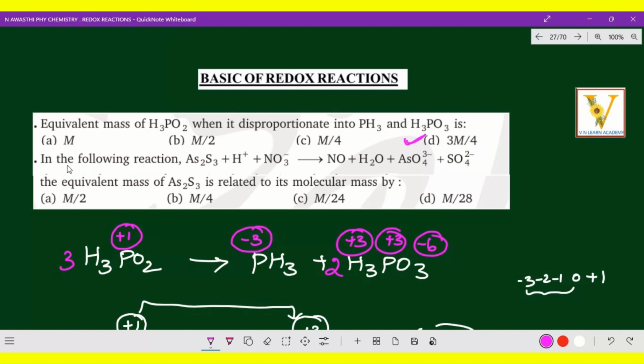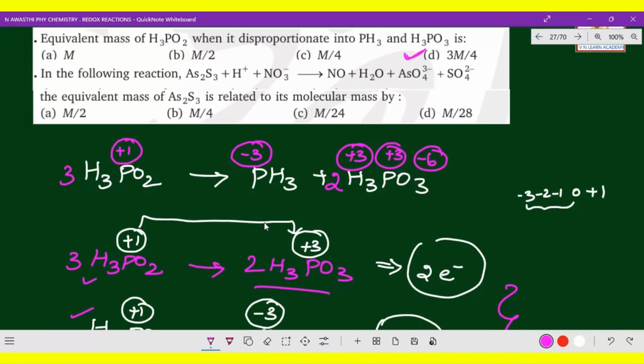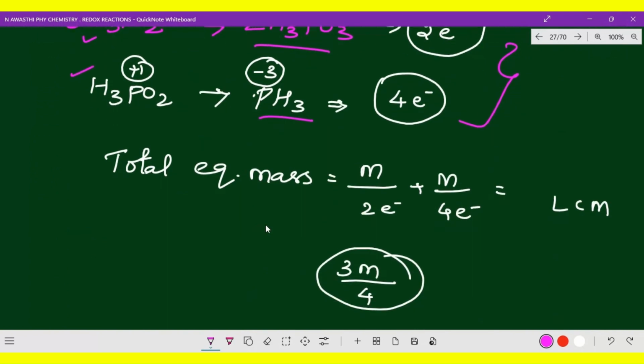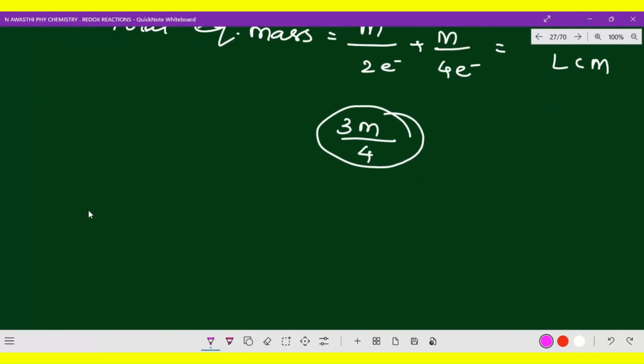Okay, now the next question. In the following reaction, As2S3 plus H+ plus NO3- gives NO plus H2O plus AsO4 3- plus SO4 2-. This is also another one. They have given the equation only. We have to find the equivalent mass of As2S3 in relation to its molecular mass. See, very clearly they have mentioned. I hope this question is clear for you. Come on, let's go to the next question.